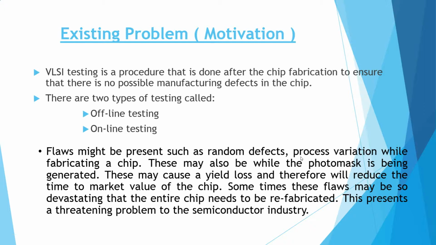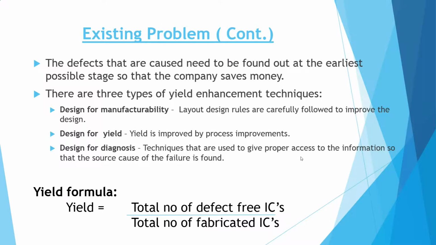Flaws might be present, such as random defects and process variations while fabricating a chip. These may also arise while the photomask is being generated. These may cause a yield loss and therefore will reduce the time to market value of the chip. Sometimes these flaws may be so devastating and deadly that the entire chip needs to be refabricated. This presents a threatening problem to the semiconductor industry.